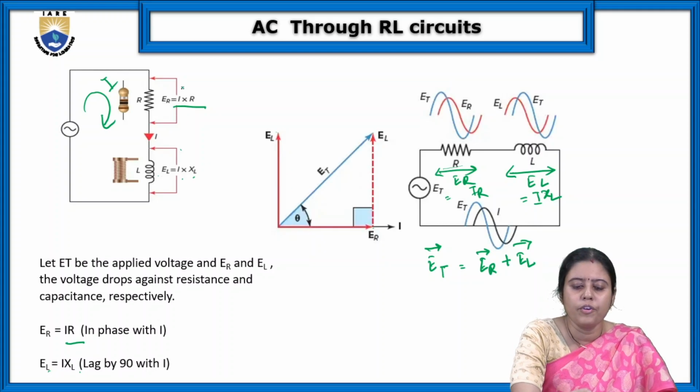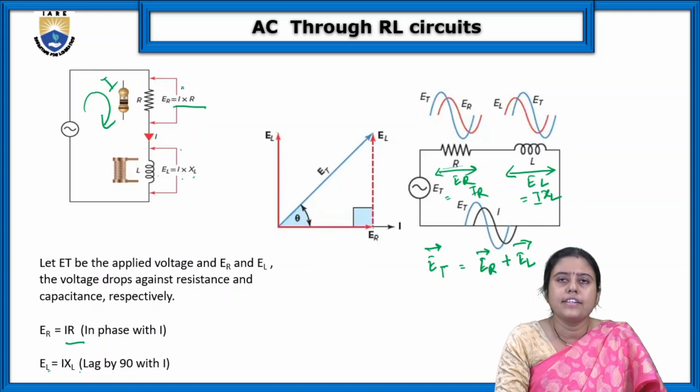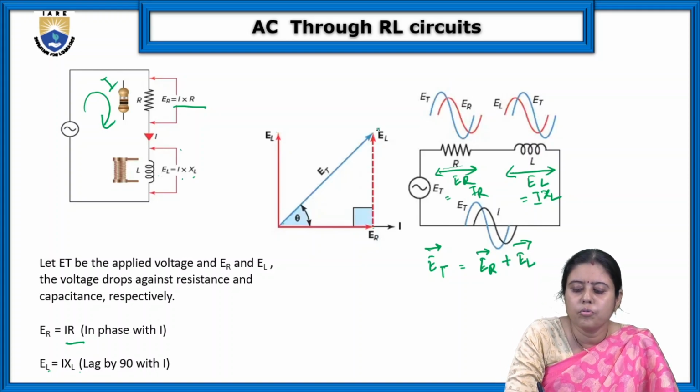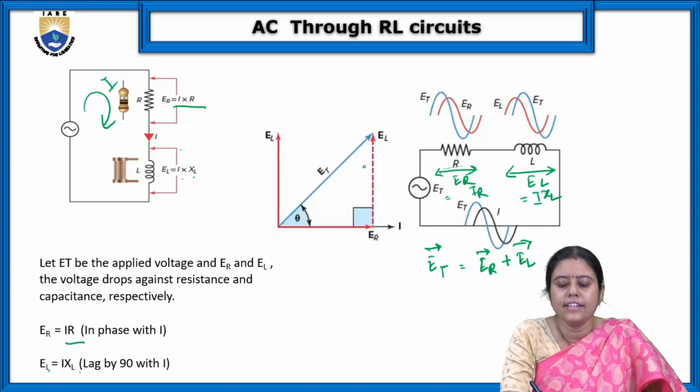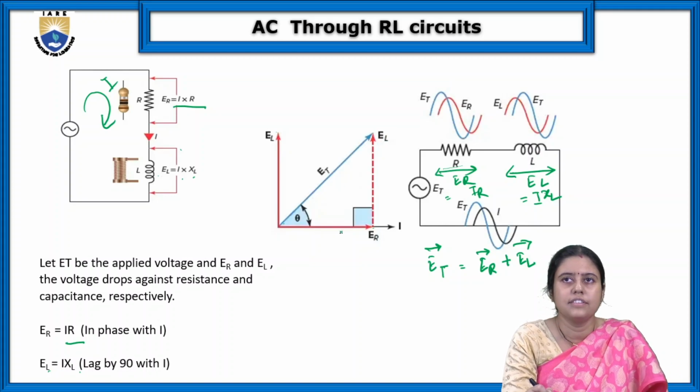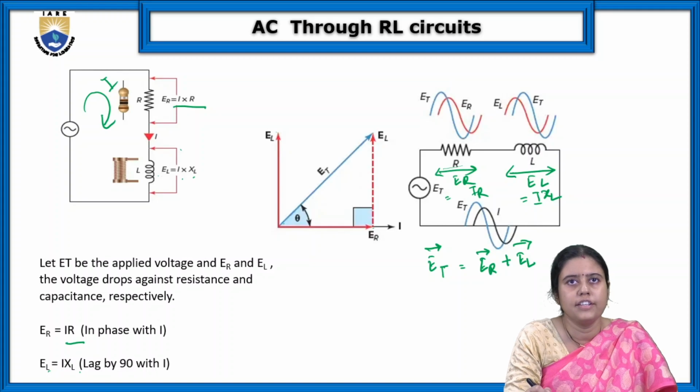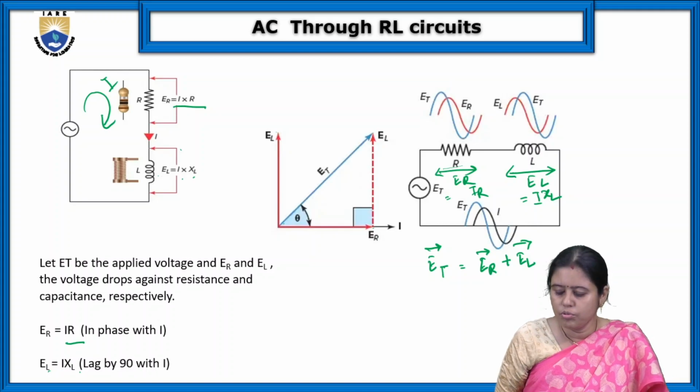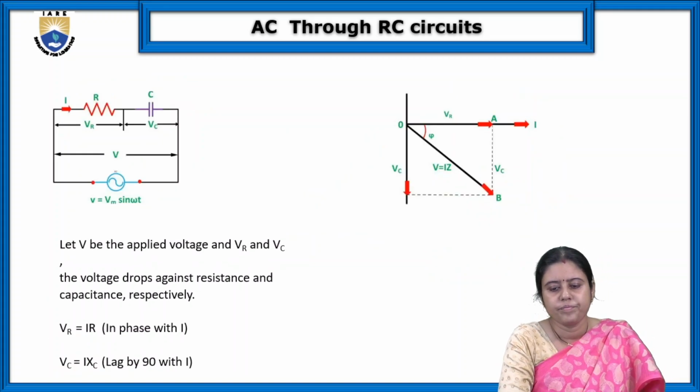So the ER voltage drop, what is it? This is a vector sum or phasor sum. So we are taking ET in this line. This is the total voltage. This is called the AC through the RL circuit.